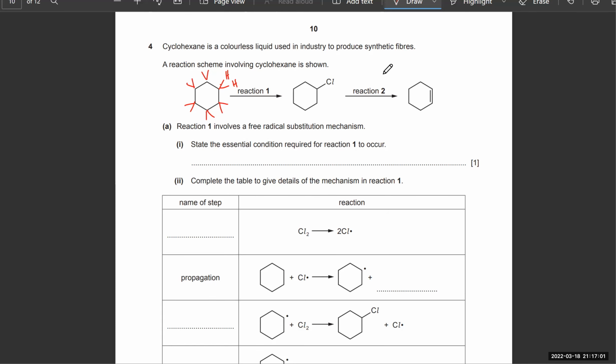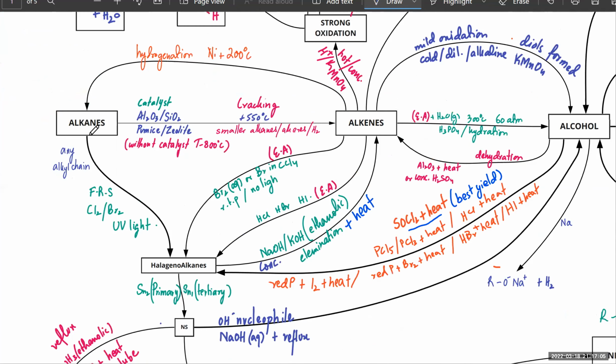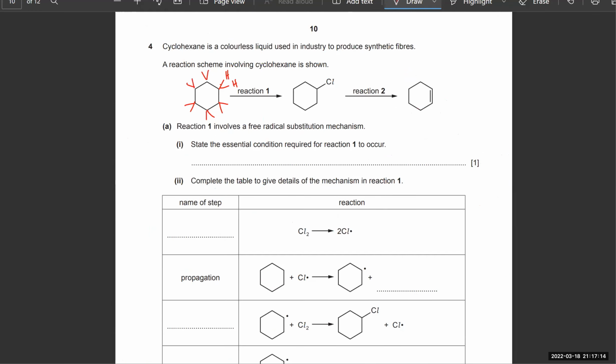So one of the hydrogens got substituted by Cl. So that is a free radical substitution. That's this part, the alkane or alkyl chain. If the hydrogen gets substituted, you get a halogenoalkane, and that's UV light and Cl2. So that's the reaction sequence. So it's Cl2 plus UV light.